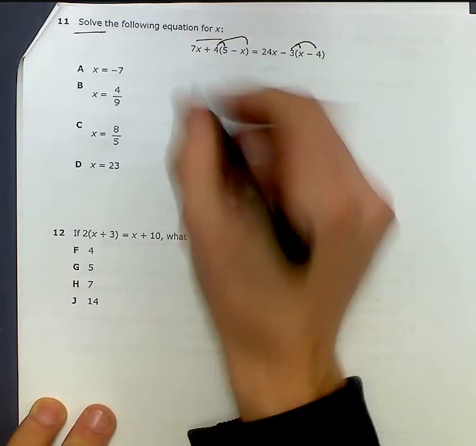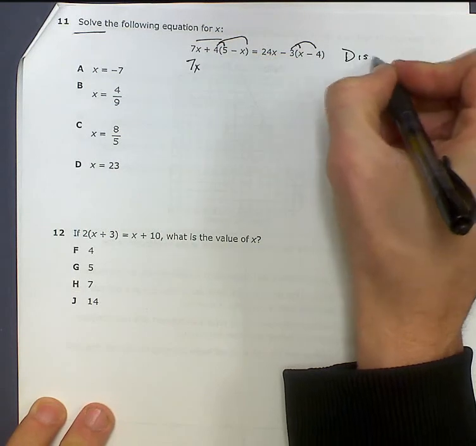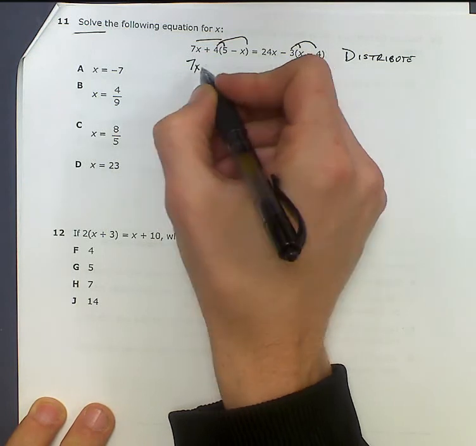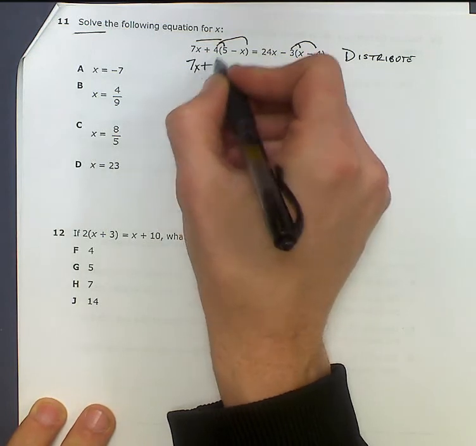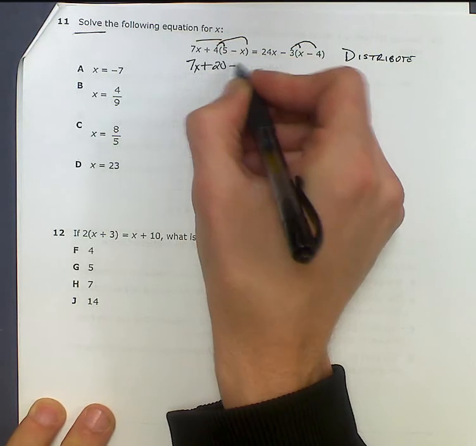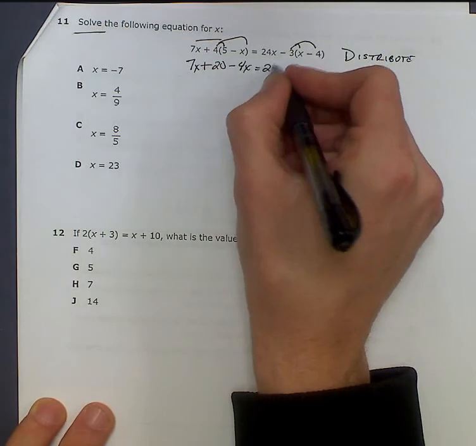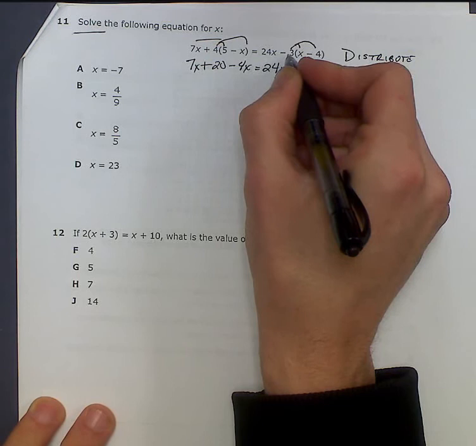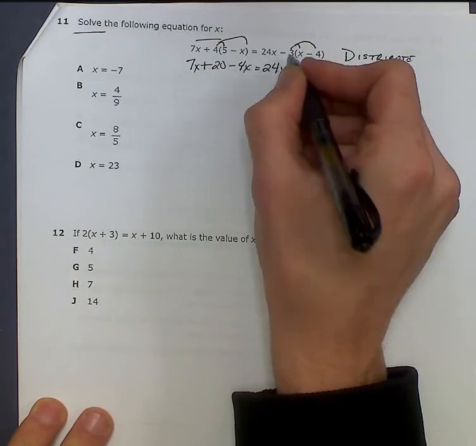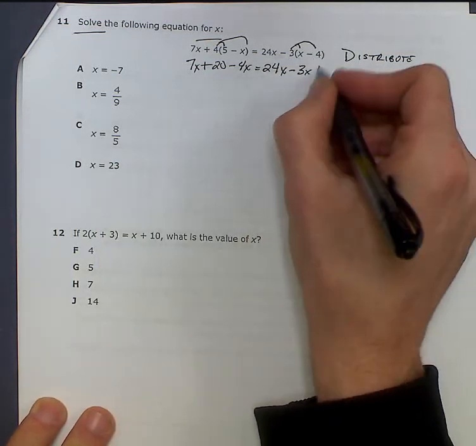So I distribute here. And 7x was untouched, but 4 and 5 are not, so I do 4 times 5, which gives me 20, and 4 times negative x, which gives me negative 4x, is equal to, and then I work on the other side, 24x, and then I distribute the 3x here, and it has a negative sign with it, so negative 3 times x is negative 3x, but negative 3 times negative 4 gives me a positive 12.